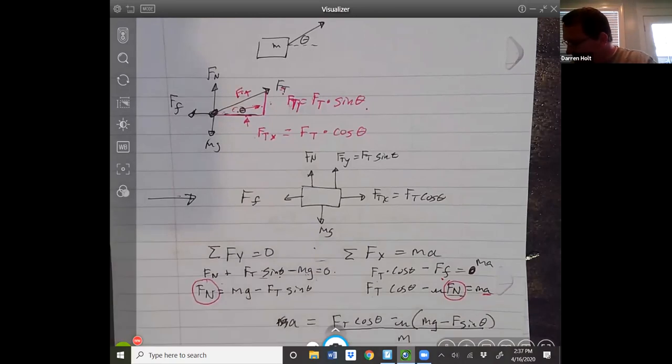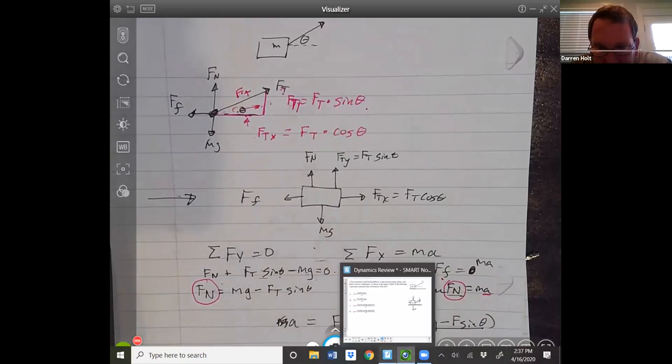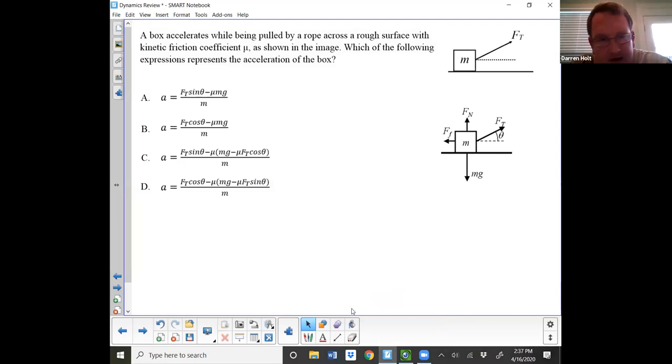Right. And let's see what we've got. It looks like that corresponds directly with choice D. So our choice there should have been choice D, right?